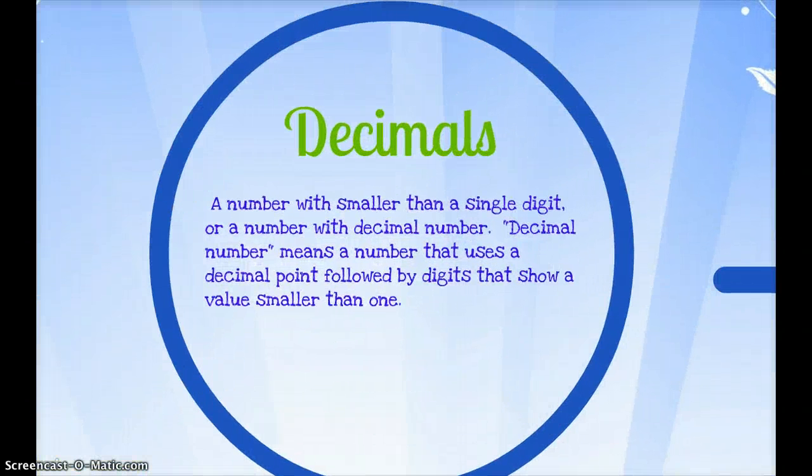So we've got decimal, a number smaller than a single digit, or a number with a decimal point. Decimal numbers use the decimal point, followed by the digits that show the value that are smaller than 1, or less than the whole. So tens, the units, this is where your whole units start, your decimal point, and the first decimal place is your tenths.